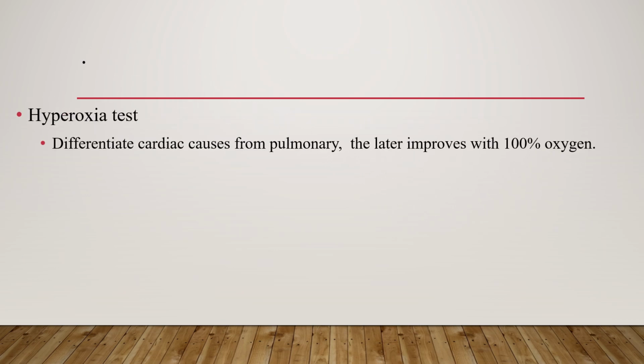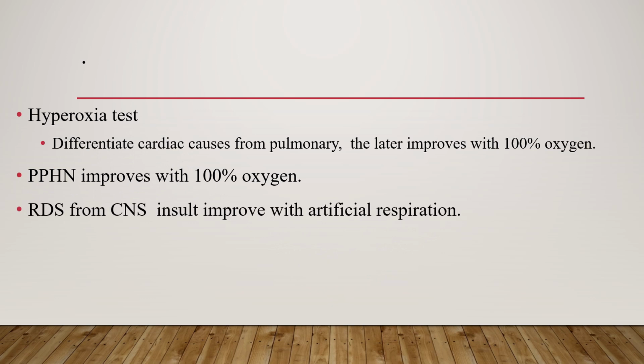To differentiate cardiac from pulmonary disease, we need to do a hyperoxia test. In this case, it differentiates cardiac cause from pulmonary, because the latter, that means pulmonary disease, improves with 100% oxygen. And persistent pulmonary hypertension improves with 100% oxygen. And respiratory distress from CNS insult improves with artificial respiration.